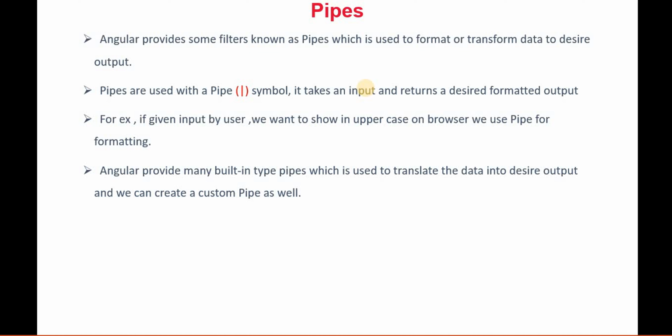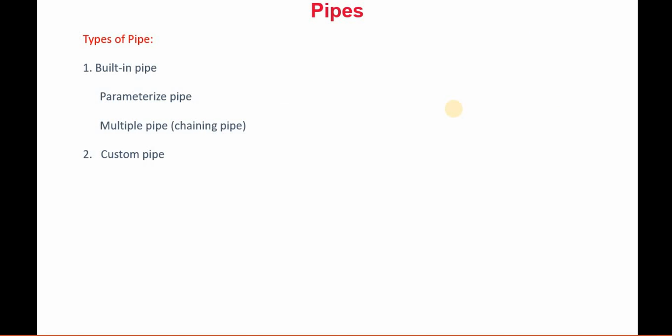For example, I have a name and I want that name in capital letters or lowercase. For such things we can use the pipe. Another example: I want a date in a particular format. For such things we use the pipe. Angular provides many built-in pipes which transform the data into the desired output, and we can create a custom pipe as well. In this video we will see the existing pipes, and in the coming video we will create our own pipe and see how we can use a custom pipe in Angular 15.